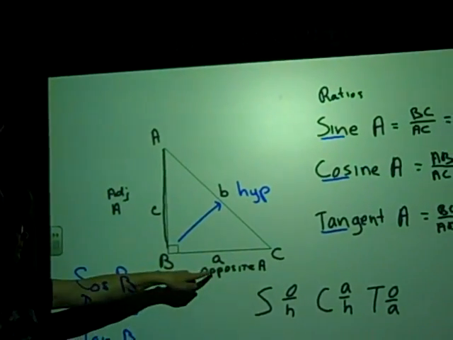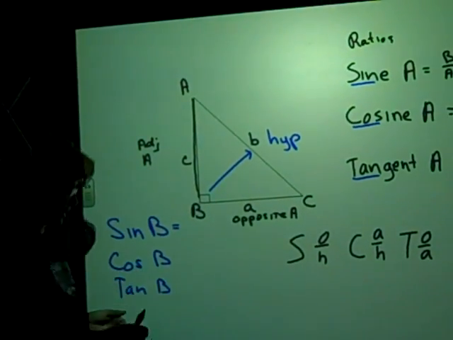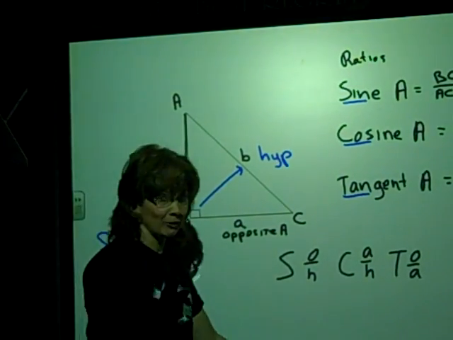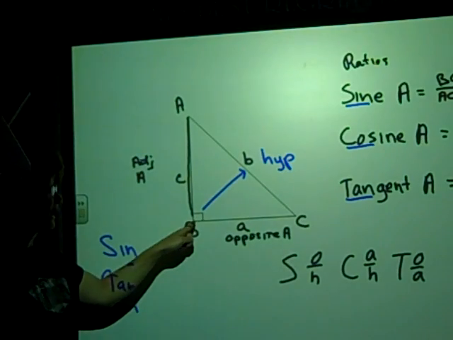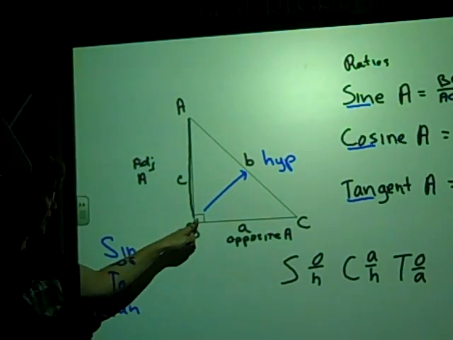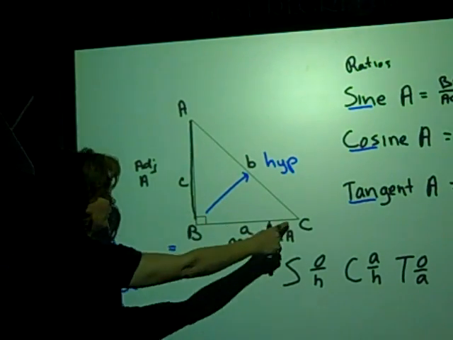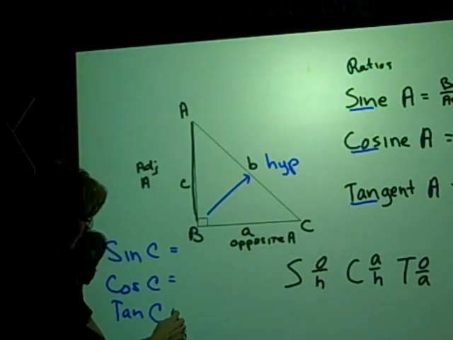Well, this idea of opposite and adjacent to A, we don't care about anymore because we're looking at... excuse me, we can't ever use B, right, because I labeled that as my right angle. So right angles don't have ratios, okay? That's just part of the triangle. The only ratios we can find are for the acute angles. So the sine of C, the cosine of C, and the tangent of C.